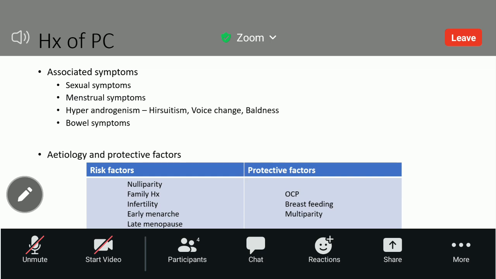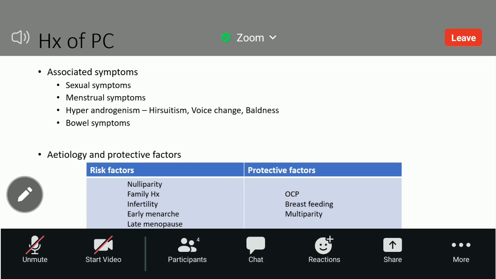So nulliparity, infertility, early menarche, late menopause: these factors all lead to an increased number of menstrual cycles, which in turn increases the ovarian trauma. If you understand that, it is easy to remember. Nulliparity means there is no baby for the mother. So from menarche up to menopause, she will be having regular menstrual periods. So the number of cycles is increasing.